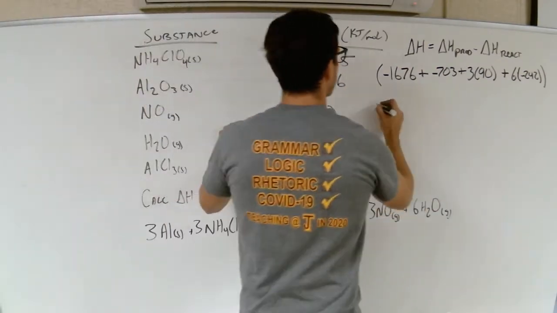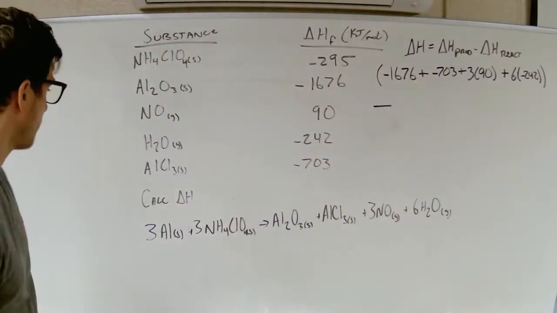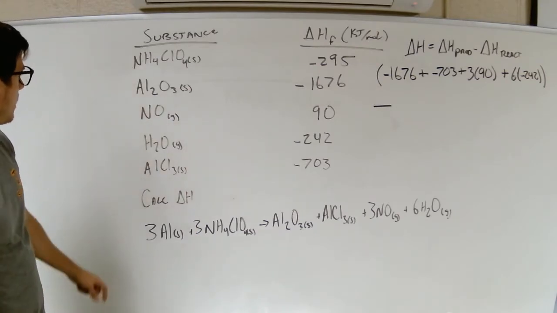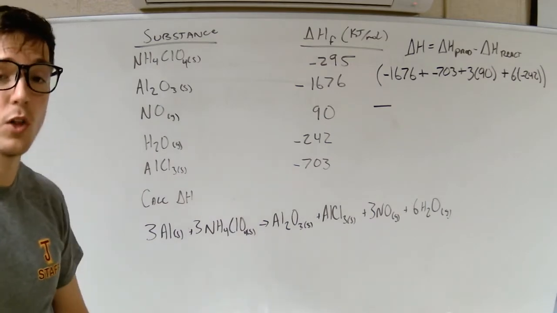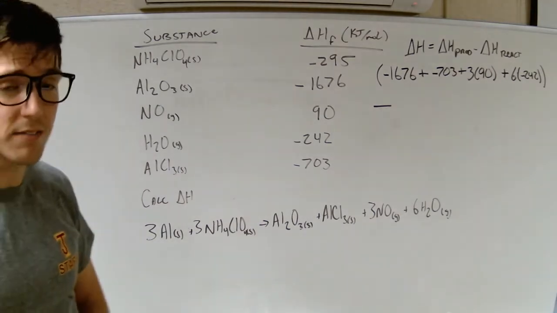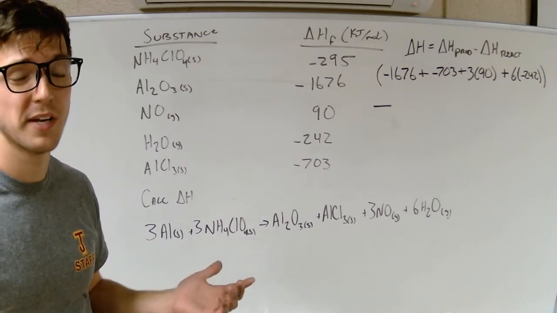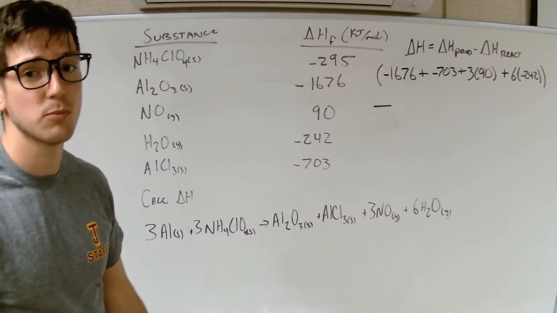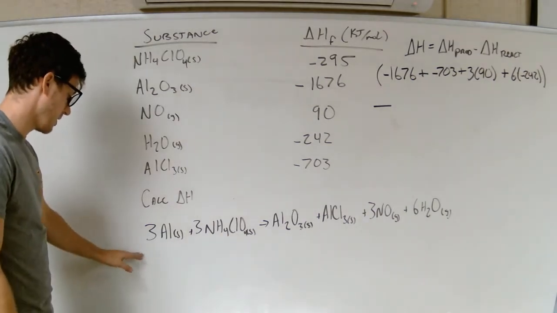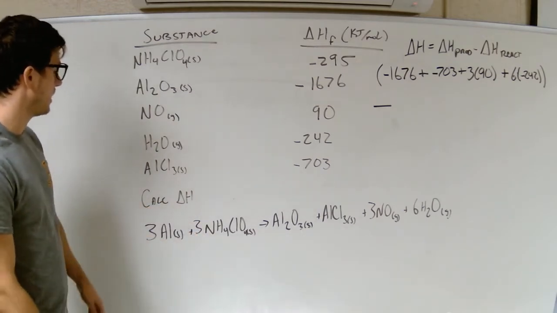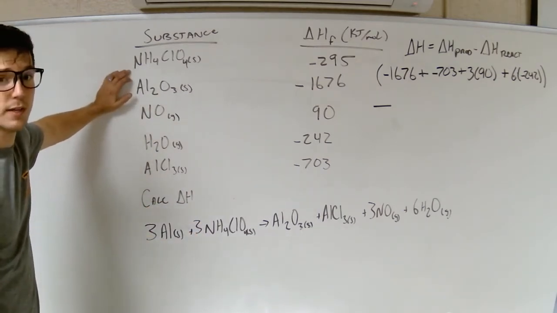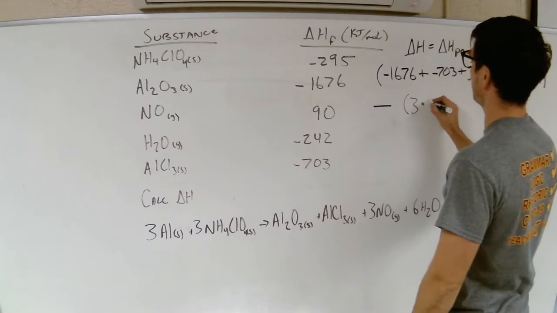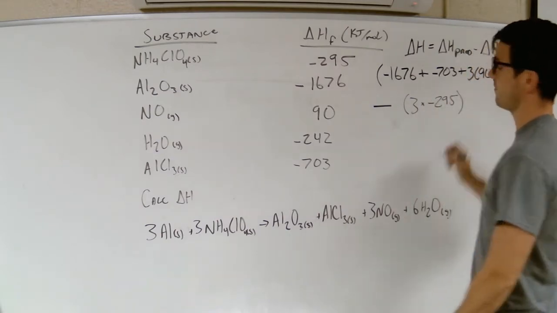Then we'll have to subtract all the enthalpies of the reactants, which are 3Al and 3NH4ClO4. So I look here and say, oh man, there's no aluminum. Some elements don't have enthalpies. Aluminum, why wouldn't it have an enthalpy? There are no bonds in aluminum to release any enthalpy or absorb any enthalpy. So no need for aluminum. But the ammonium perchlorate sure does have one, and there's 3 of them, so it'll be 3 times negative 295.